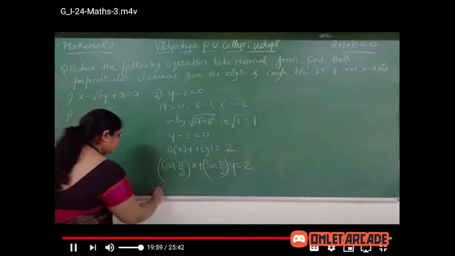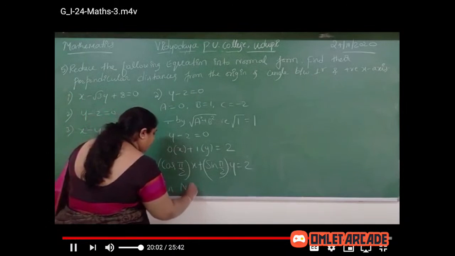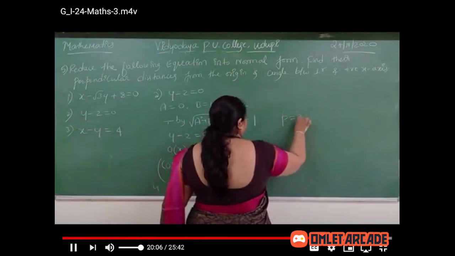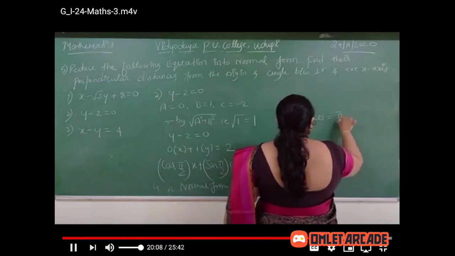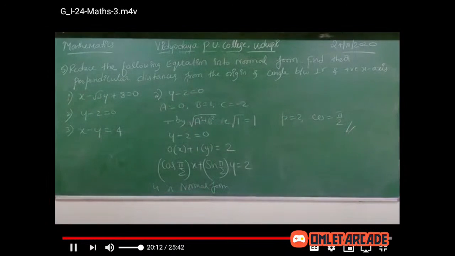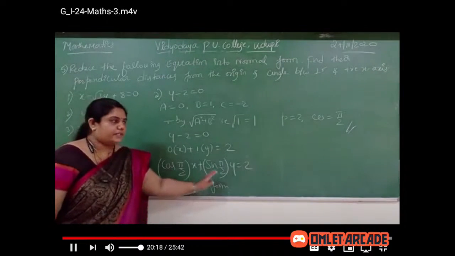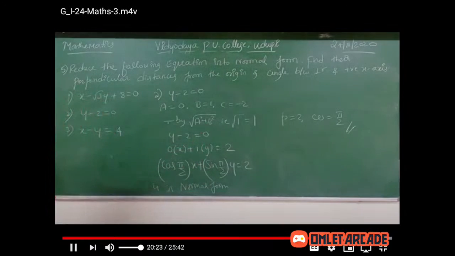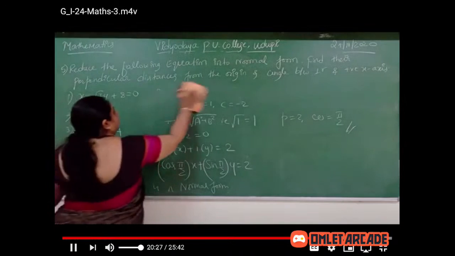Now is it in normal form? So p is 2, omega is pi by 2, and pi by 2 means 90 degrees. You can write angles either in radian form or in degree form, okay? So it is in normal form, and this p value is 2, omega is pi by 2. This is the next question, the third one.